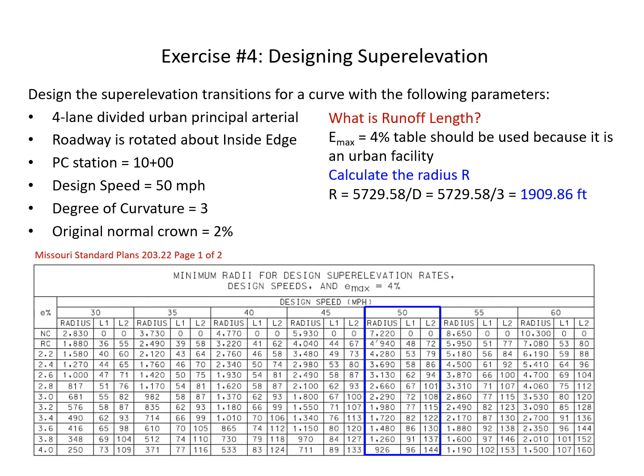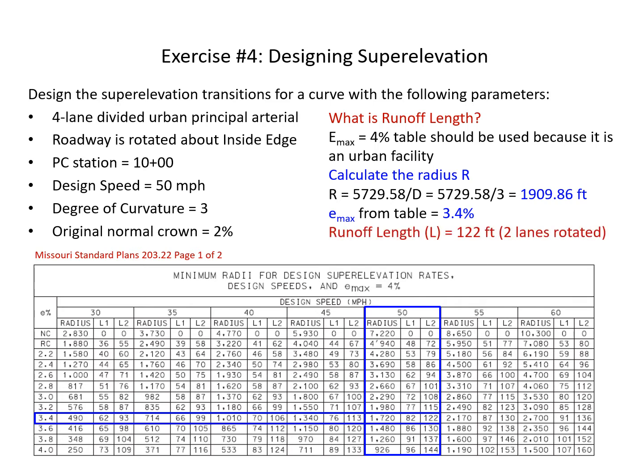If we look on the chart under the 50 mile an hour columns, we look at the radiuses, we'll notice that the radius of 1,909 feet falls in between 2 values. When this happens, you take the more conservative value, which is the 3.4% E rate. So Emax from this table is going to be 3.4%. The runoff length is going to be 122 feet because it's 2 lanes rotated.